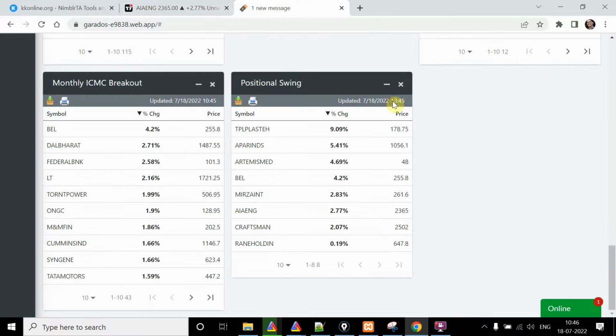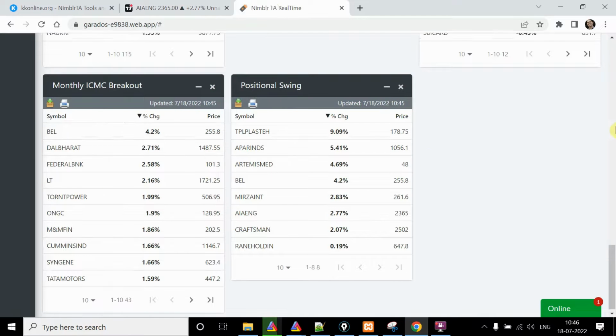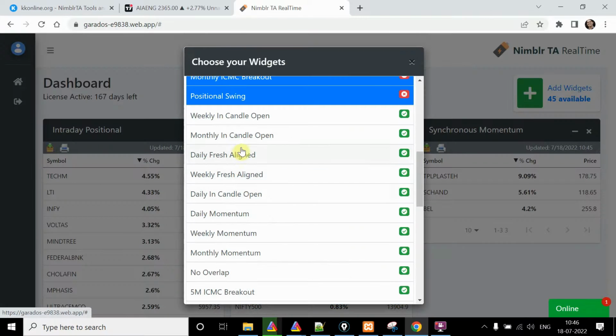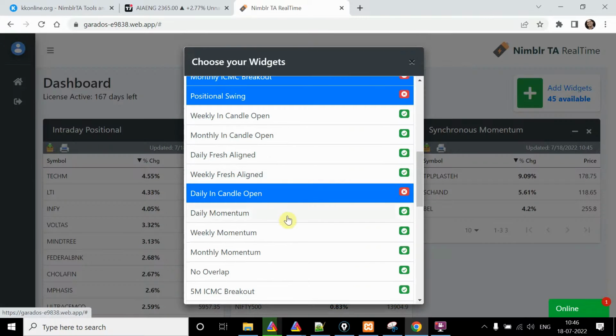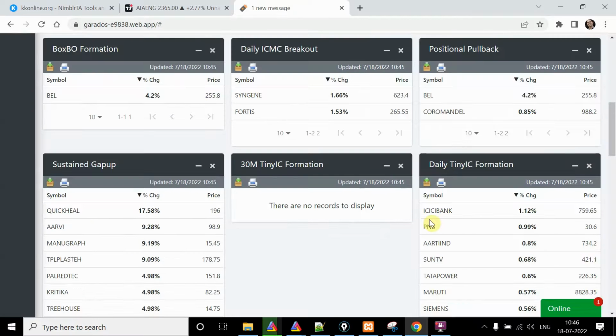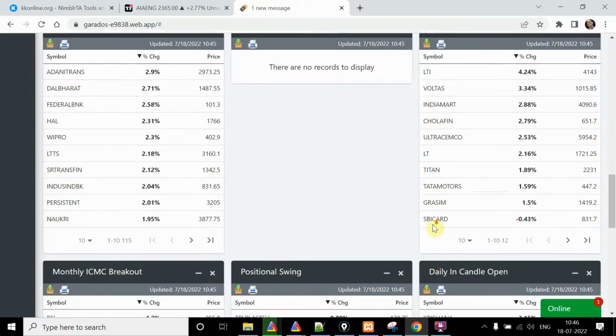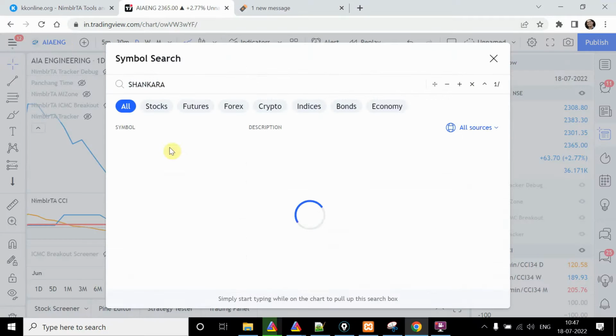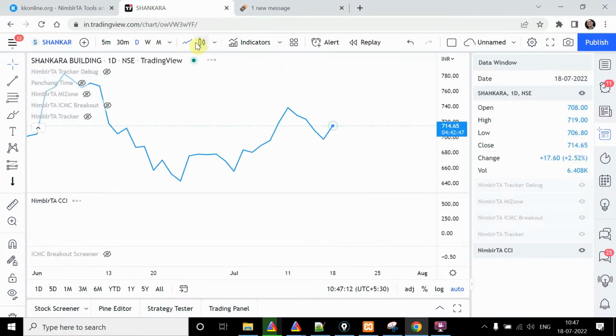Now the widget has updated, it is at 10:45, so this is the current status. Similarly, we can have more widgets. So let's go further: daily inside candle open, daily momentum, weekly momentum, monthly momentum. These are some of the widgets where we would like to track where and how the candles are moving. Shankara has given daily inside candle open. So if I had a position in Shankara, I could easily trespass and move upward.